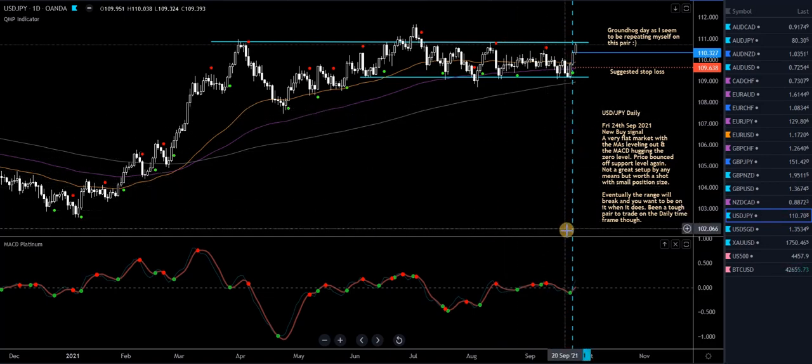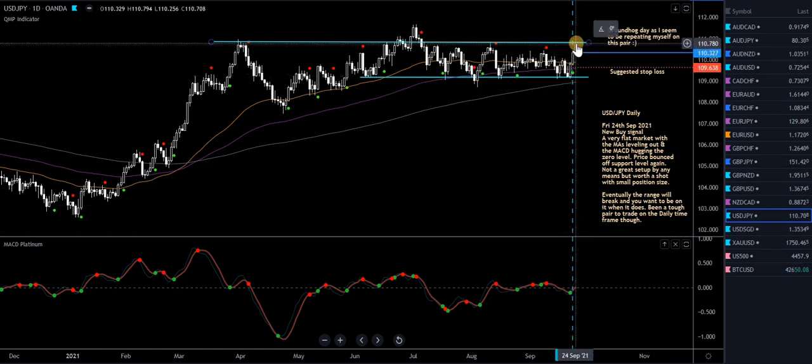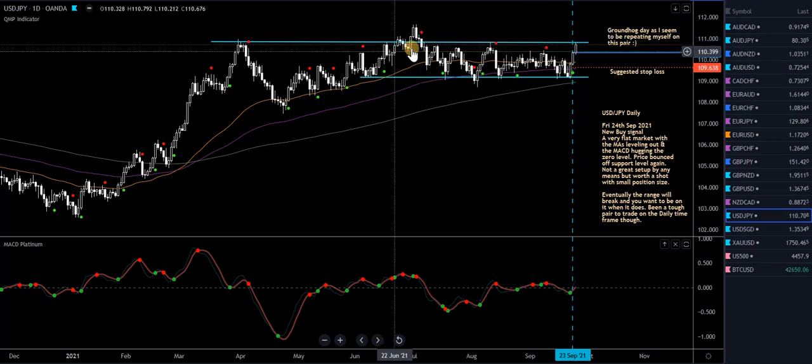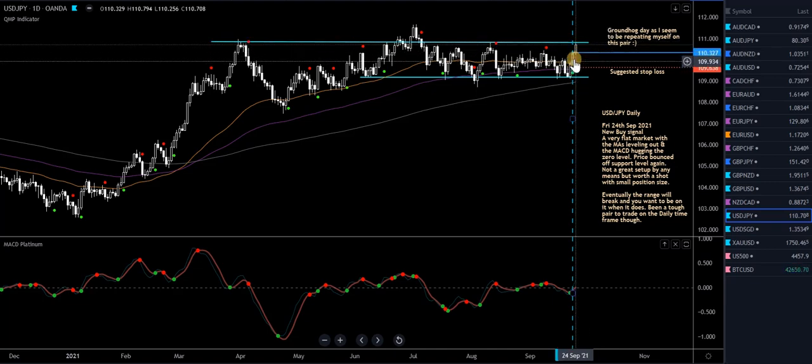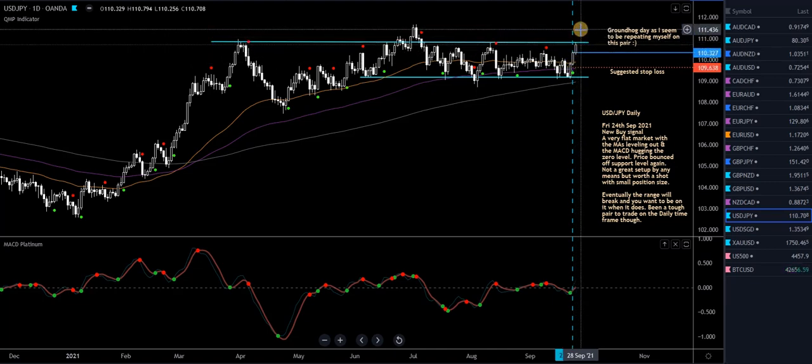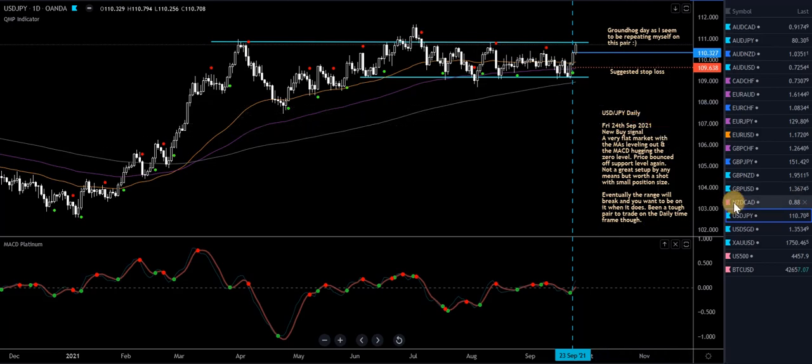And again, it's going nowhere fast. MACD Platinum's through the zero level. I'll give it one more day. We're at this resistance. Give it one more day, see what it does. I've already dragged the stop up nice and tight. But I wouldn't have closed half just yet. You could have, but you're not getting much bang for your buck there. Give it one more day, see how we go. That's the USD Japanese yen.